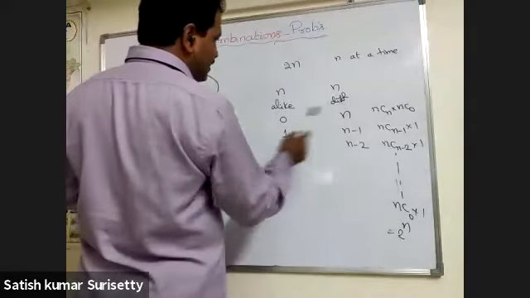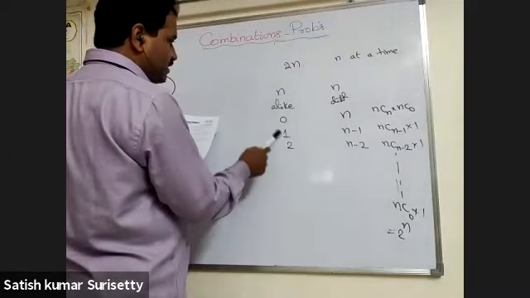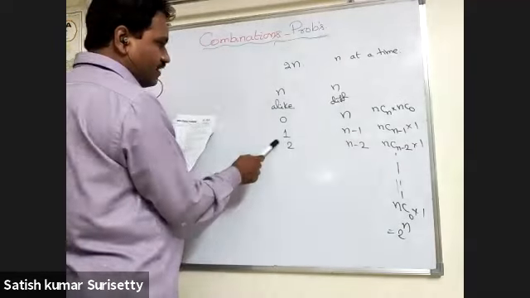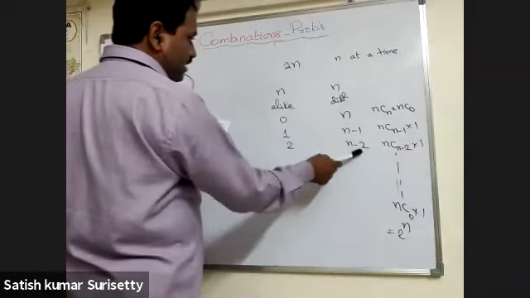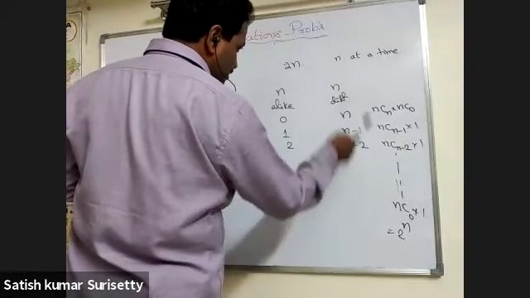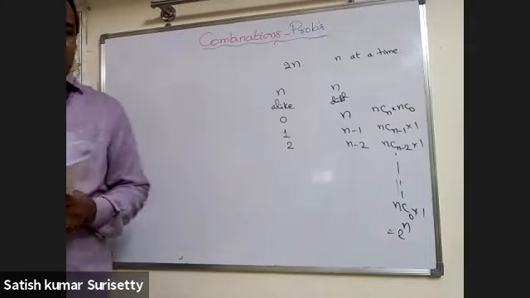That means nCn into nC0, which is 1 only. Next, n minus 1 different and 1 identical object: nC(n minus 1), because these are all identical, only one way. So nC(n minus 1) into 1. Then n minus 2 and 2: nC(n minus 2) into 1, and so on up to nC0. So the sum is nC0 plus nC1 and so on up to nCn. So that is 2 to the power of n.